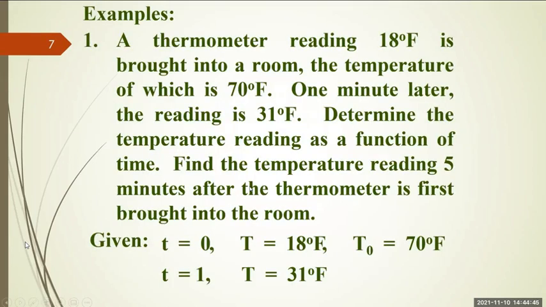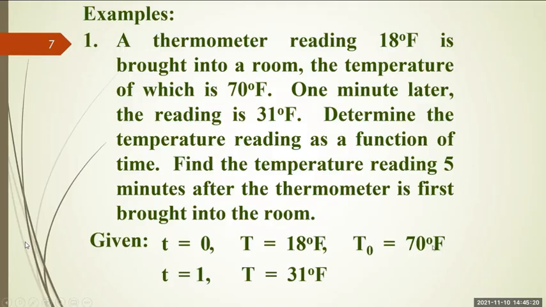In here, a thermometer reading 18 degrees Fahrenheit is brought into a room, the temperature of which is 70 degrees Fahrenheit. So that means the temperature inside the room is a bit warmer than the temperature outside. One minute later, the reading is 31 degrees Fahrenheit. You're asked to determine the temperature reading as a function of time and find the temperature reading 5 minutes after the thermometer is first brought into the room.